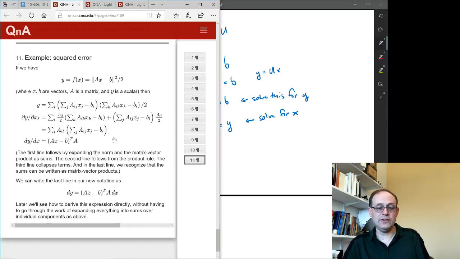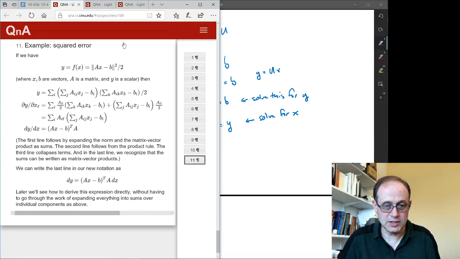So instead of this, we can write the whole thing in our new notation as dy is equal to (Ax - b) transpose times A dx. Okay, and so this notation is about equally compact as this, but it's much simpler than the intermediate steps. And so what we're going to do in a future set of notes is figure out how to derive that expression directly without ever having to go through this junk.